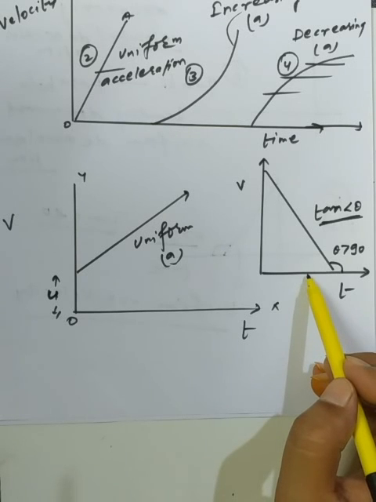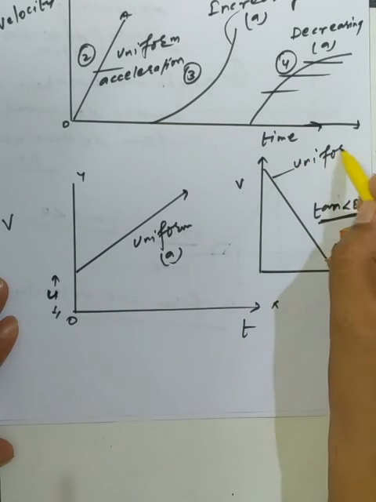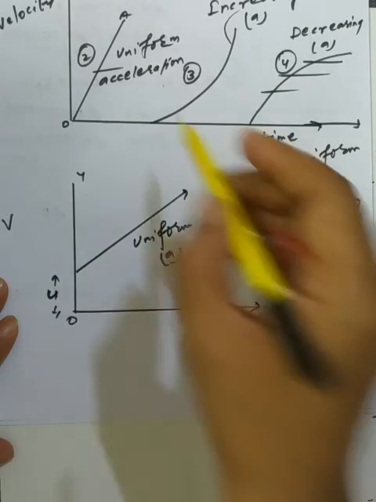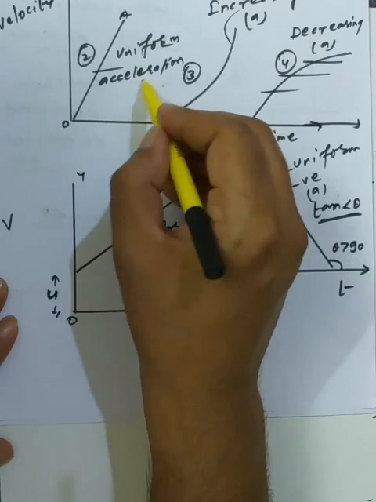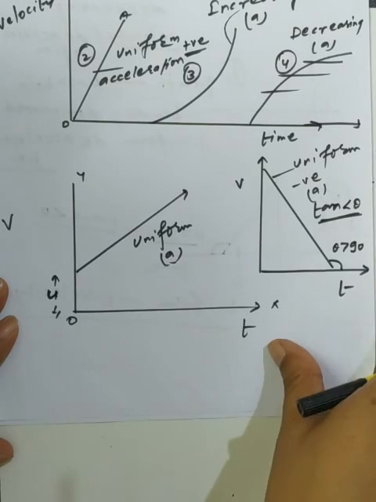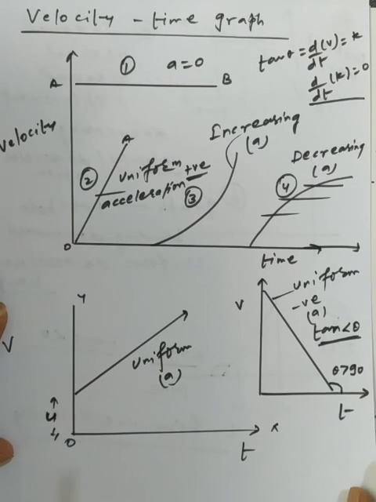Okay, so here we have the velocity time graph, which indicates that the body starts with an initial velocity and decreases uniformly with respect to time, and becomes 0 after some time. This is called uniform negative acceleration. And here we have uniform positive acceleration, because the velocity is increasing at a uniform rate.